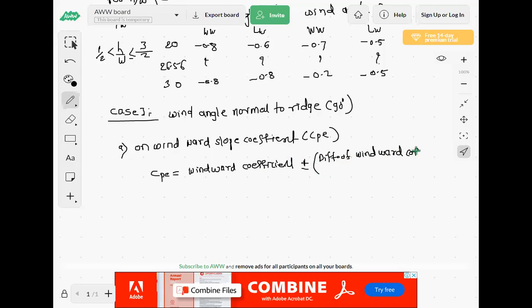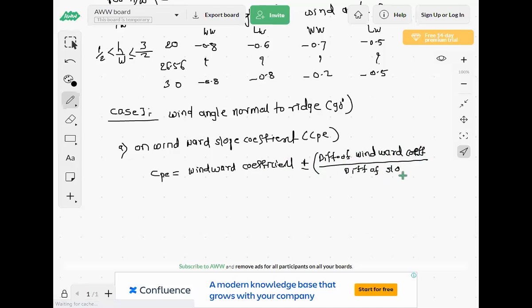windward coefficient divided by difference of slope, into obtained slope. Obtained slope means 26.56, our calculated slope theta, minus minimum slope. The minimum slope here is 20 degree, the maximum slope is 30 degree, and the obtained slope is 26.56 degree.